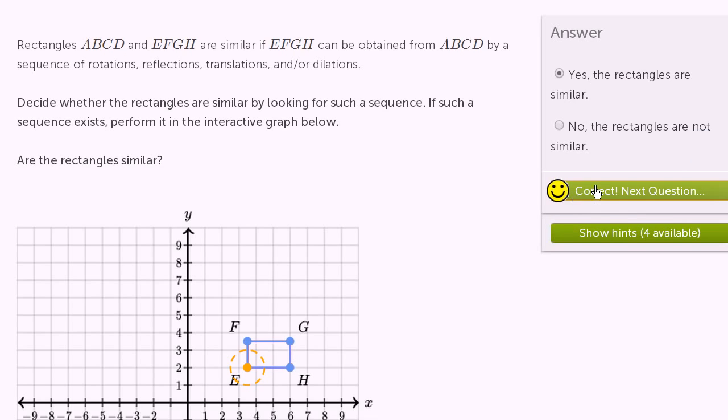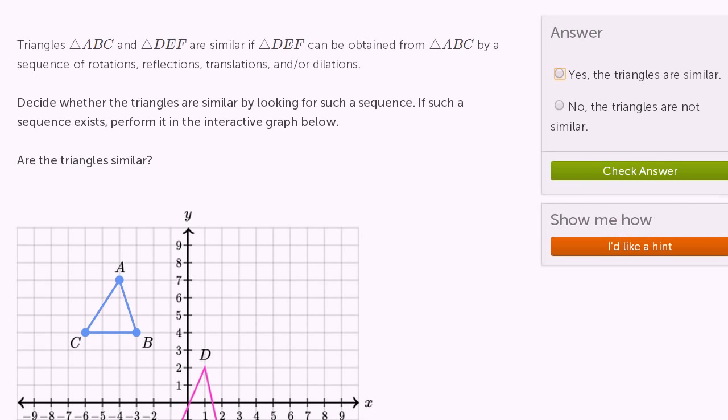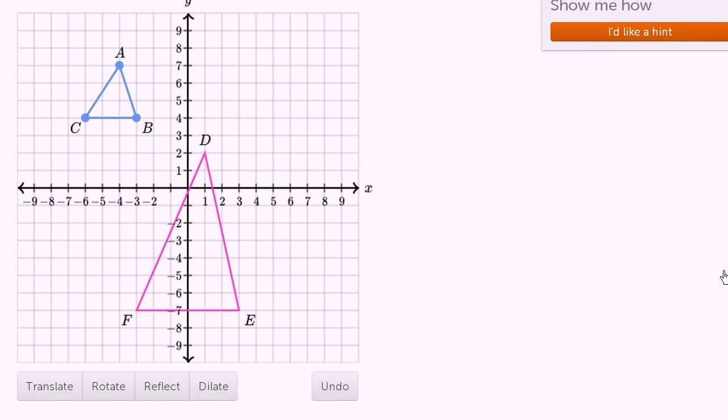Let's do one more of these. So these two triangles, and just eyeballing it, this one looks kind of taller than this one right over here. So they don't feel similar, but let me at least try. So let me translate, maybe make this point C correspond to point F, although it already looks pretty clear that it won't. But now let me dilate it.